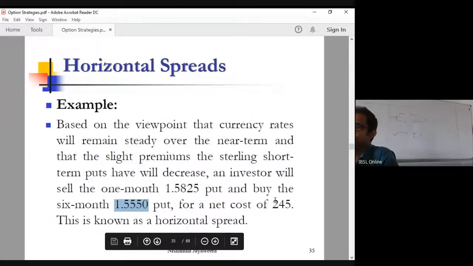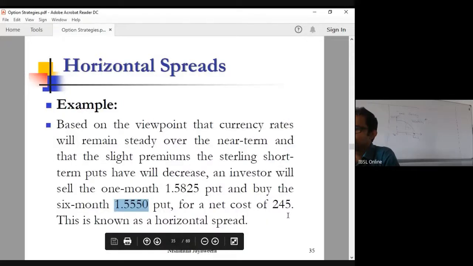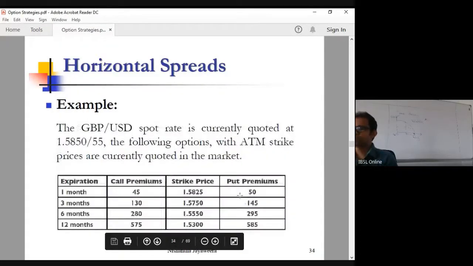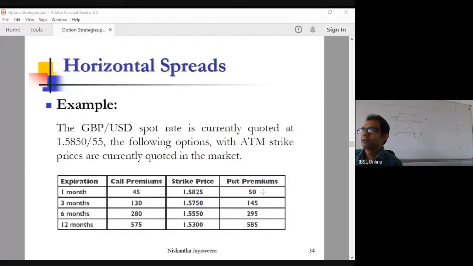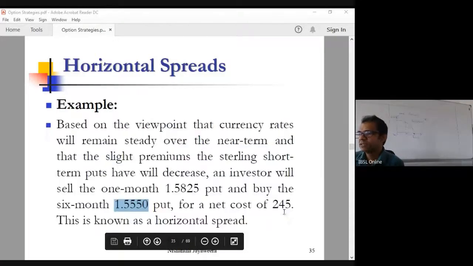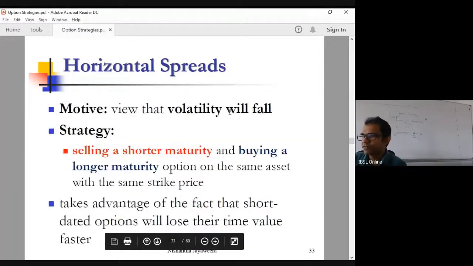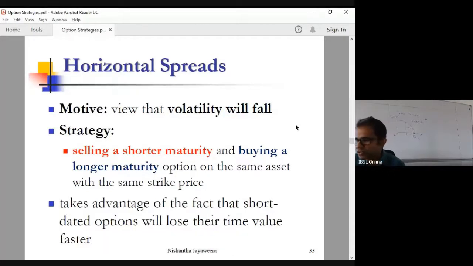At the net cost of 245, because 50 to 295, the difference is 245. So what do you do? You sell the short maturity put and you get a premium of 50. You buy the 6 month put, you pay a premium of 295, so the net premium is 245. So that is the strategy that you use when you have a view that volatility will fall. You sell a short end call or put, and buy a long end one.